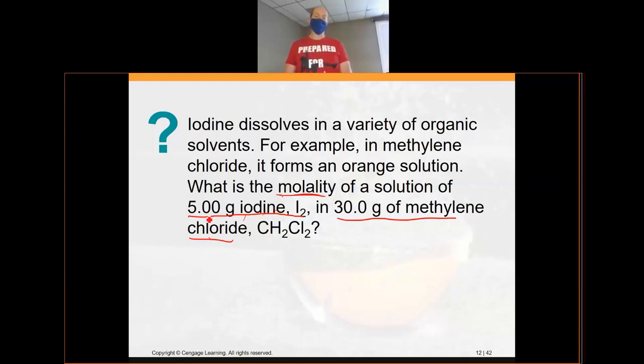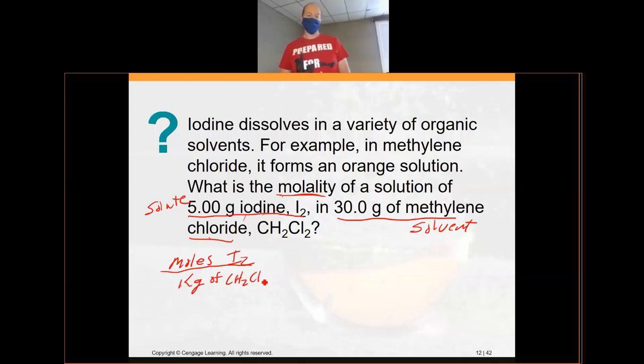All right, so iodine, that is your solute. Methylene chloride, that is your solvent. All right, even if you don't know what it is, 5 is smaller, that's the solute. 30 is larger, that is the solvent. All right, we want to find the molality. So we need to find the moles of iodine and take the kilograms of methylene chloride. And that is our answer. So that is the moles of solute, in this case iodine, over kilograms of solvent, in this case methylene chloride.